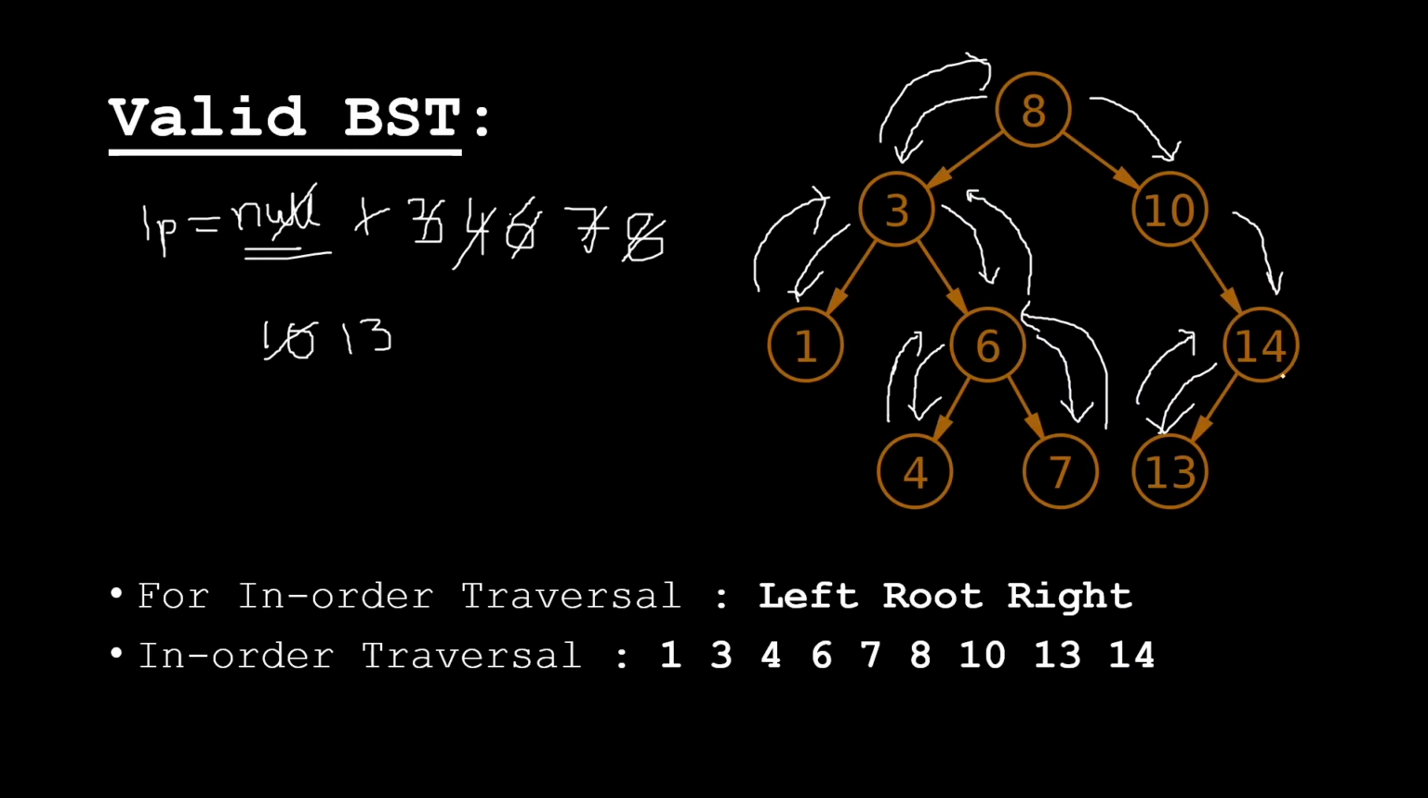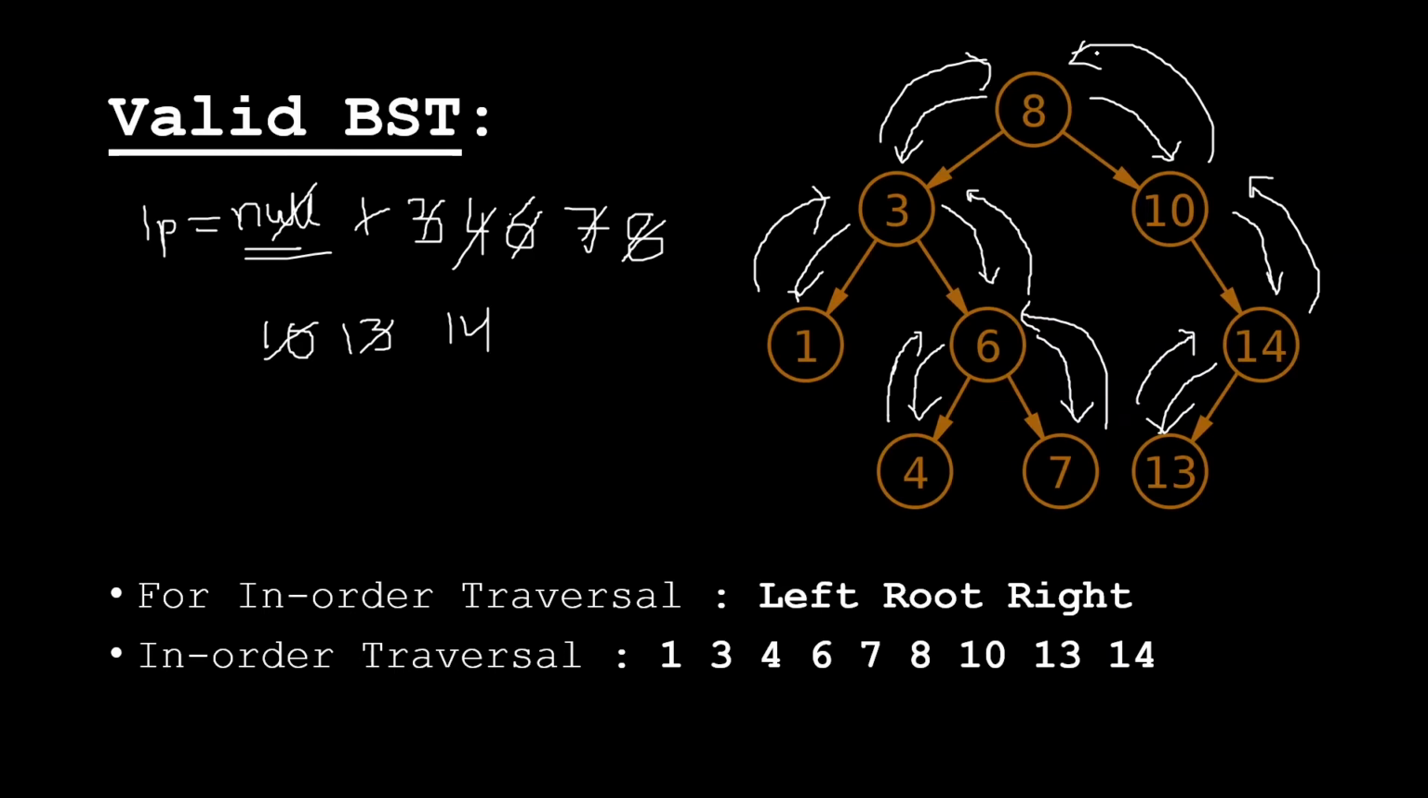Now we need to verify 14 is greater than the last printed one. Yes, it is greater. So we can change it to 14. Now we can go back to 10, and we can go back to 8. So with this we can clearly observe that everything is okay. So that's the reason why it is a valid binary search tree.